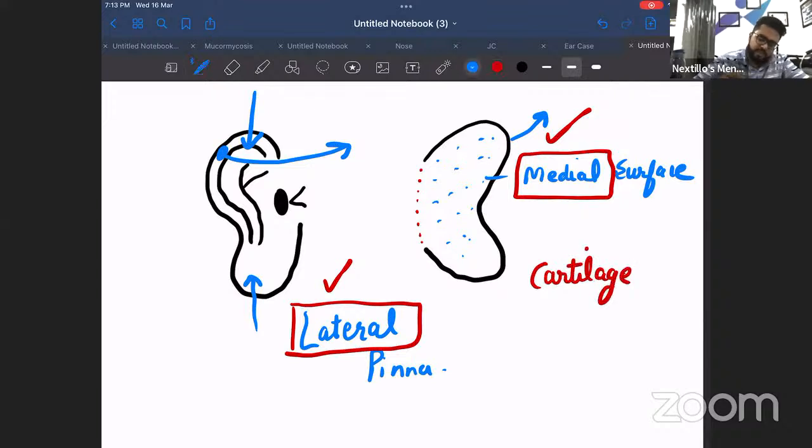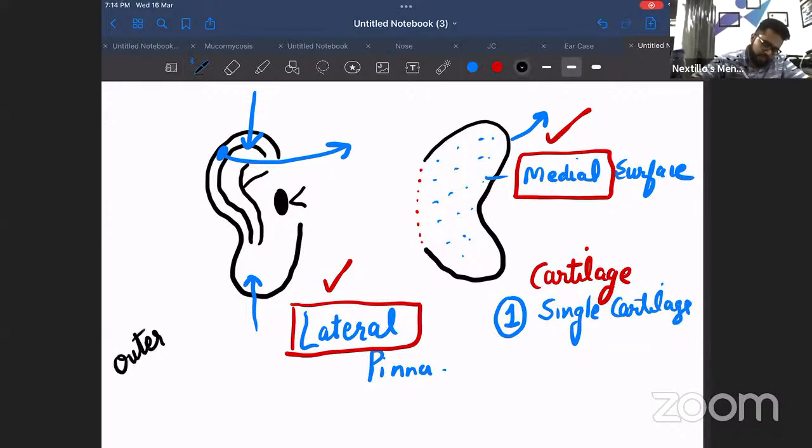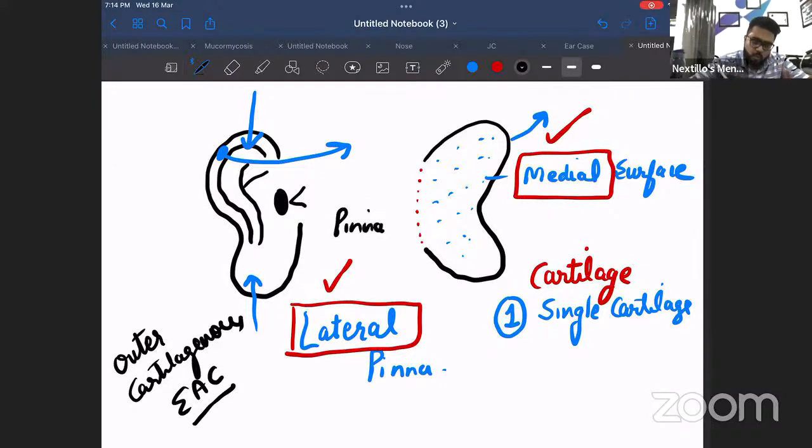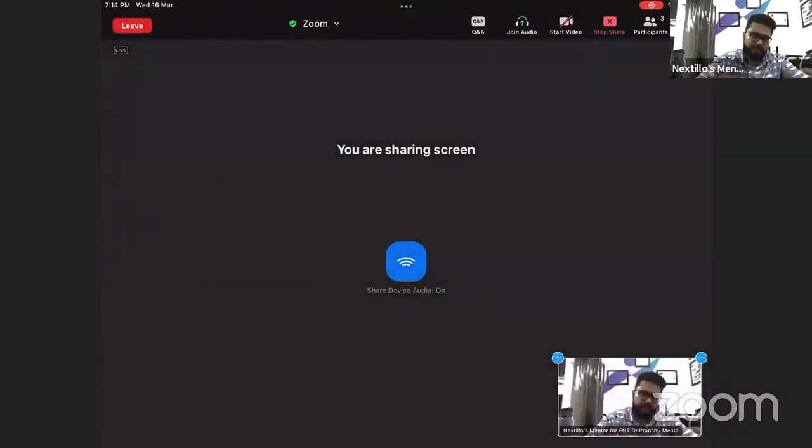The amazing thing which can even be asked in the exam is it will be made up of one single cartilage. In fact, the outer cartilaginous part of the EAC, external auditory canal, and the pinna, both are made up of just one single piece of cartilage.